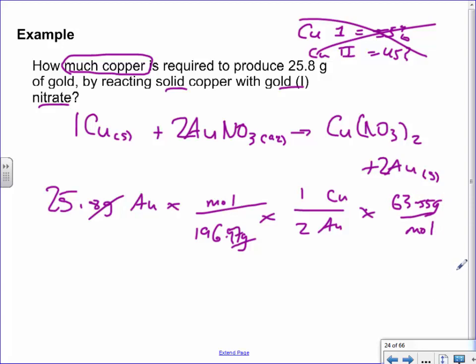Hopefully you're getting better at this. It's very repetitive over time. Then all we need is a calculator. Gold will cancel, moles will cancel.